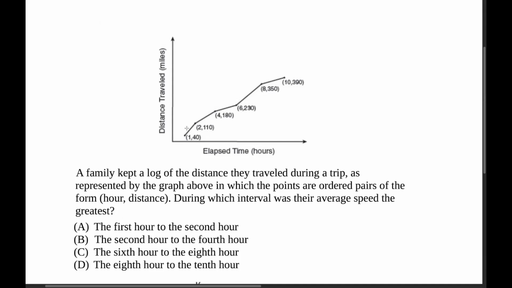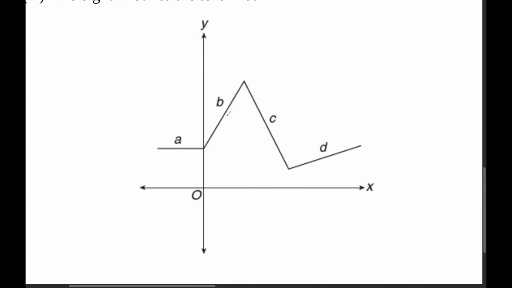If you want, I can show you this line. Look, if I move it, this line is steeper than this one, steeper than this one, steeper than this one. So this one has the greatest slope. We choose the first hour to the second hour. So in this question, they ask for the slope of lines. We just need to compare.